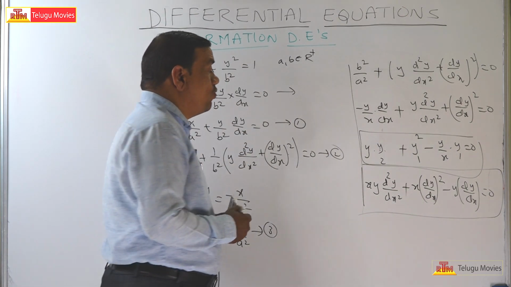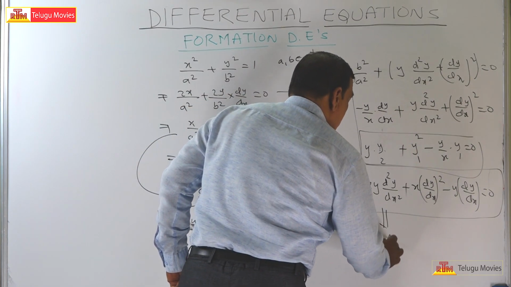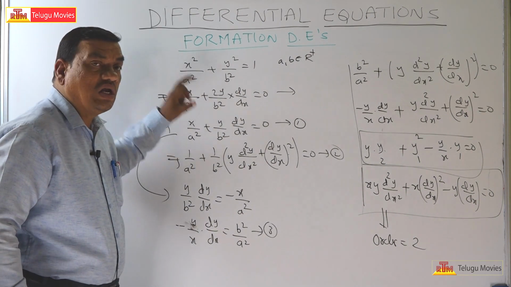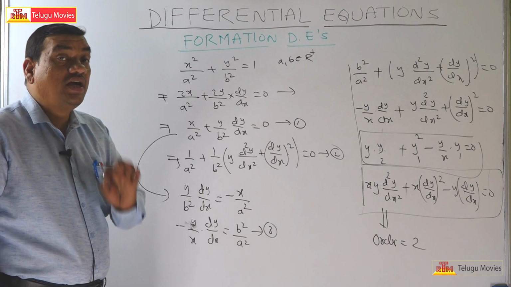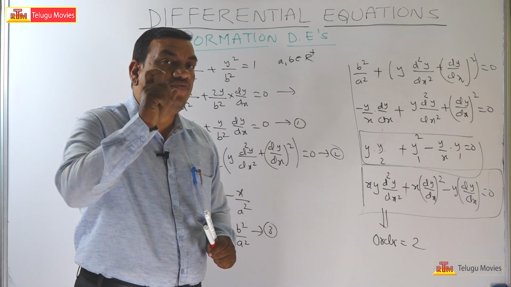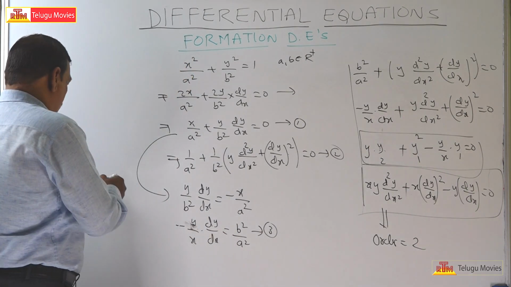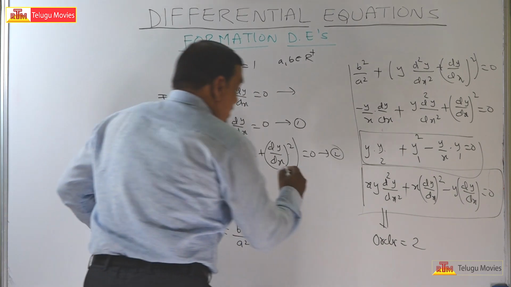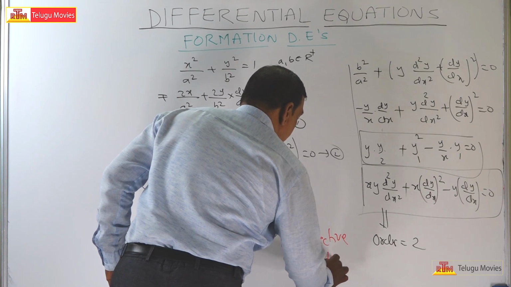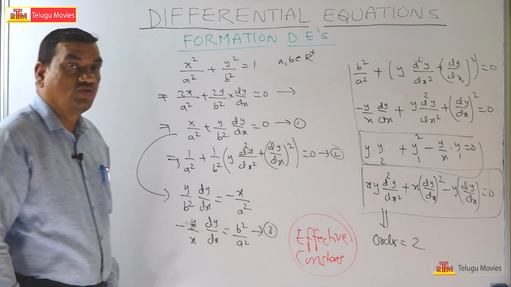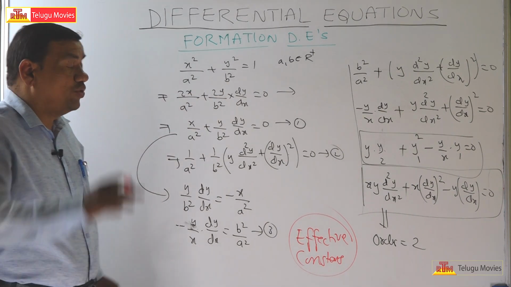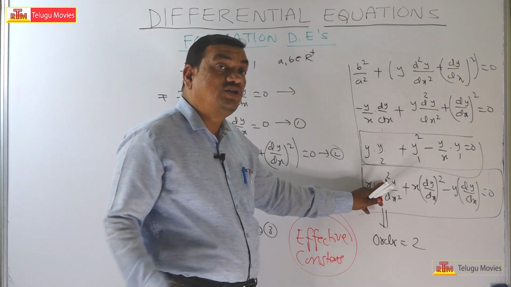If you observe here, what is the order of this equation? Order of that equation is 2. So, here how many constants are there? 2 constants are there. Now, here I am going to use one very important word, that is effective constants. What is meant by effective constants? See here, a and b are 2 arbitrary constants. That is why you need to differentiate the given function 2 times.